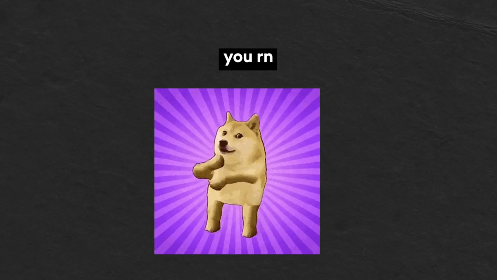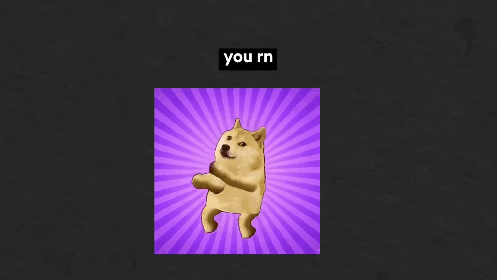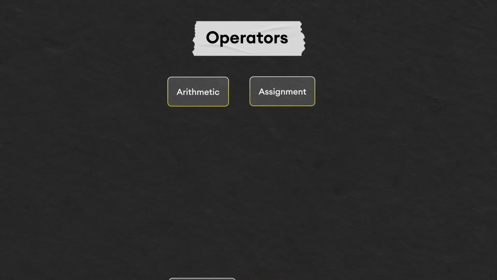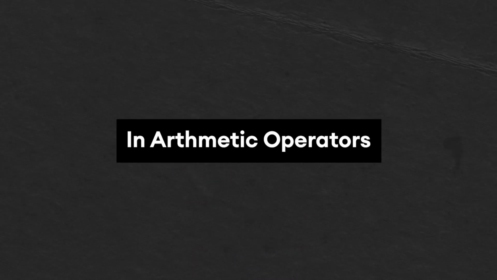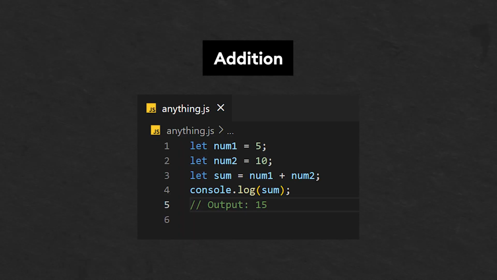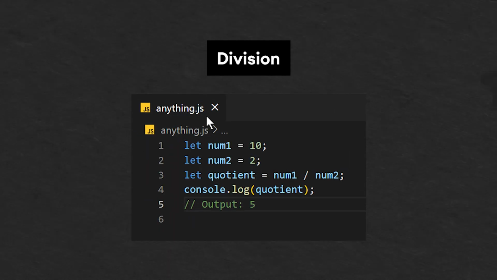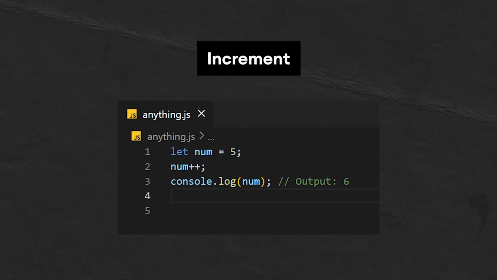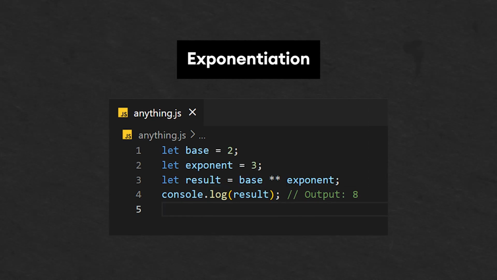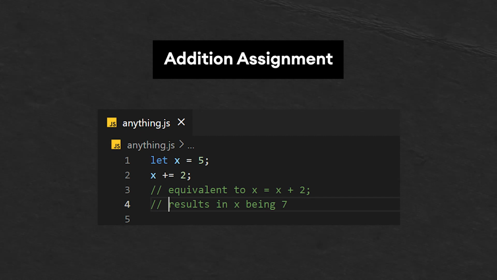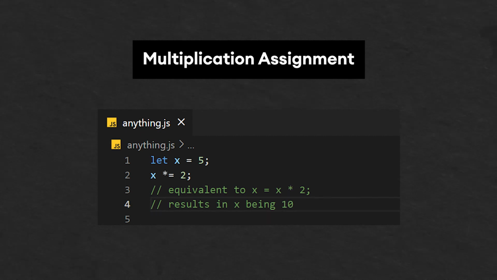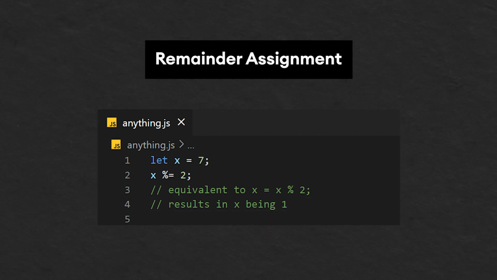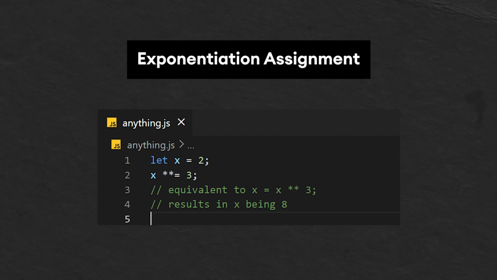Since now we can declare a variable and assign a value to it, let's do some operations on it. We have multiple types of operators which include arithmetic, assignment, comparison, logical, and a few more. In arithmetic operators we have addition, subtraction, multiplication, division, remainder, increment, decrement, and exponentiation. In assignment operators we have assignment, addition assignment, subtraction assignment, multiplication assignment, division assignment, remainder assignment, and exponentiation assignment.